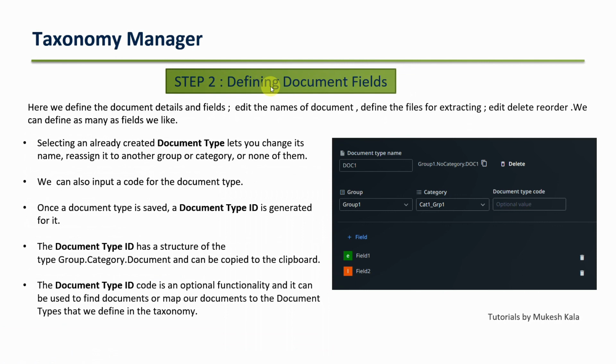There is a project which requires only the total. There is a project which requires only the first name, last name. There is a project which only requires the date. So we told UiPath that yes, I want to extract the data, but what data? That's what we also have to tell. And that is step 2, where we have to define the document fields, right? Let's go back to our taxonomy manager and try to define the document fields.